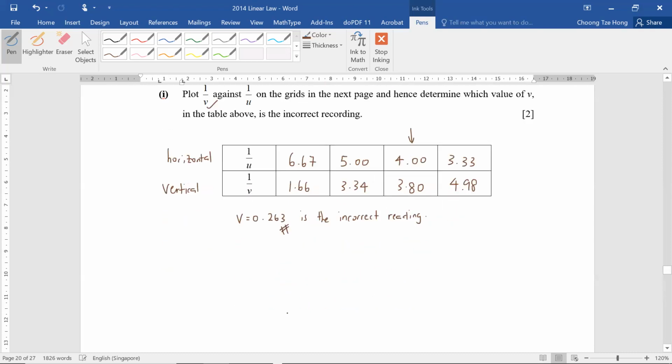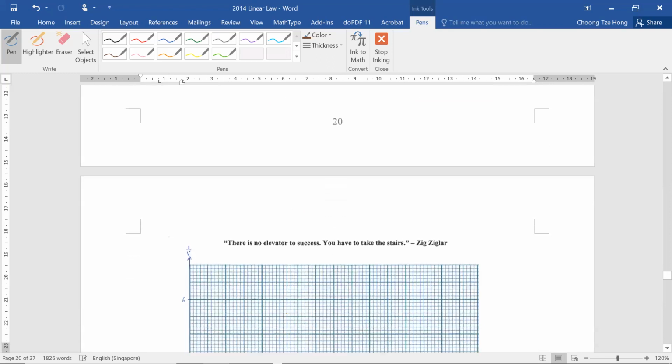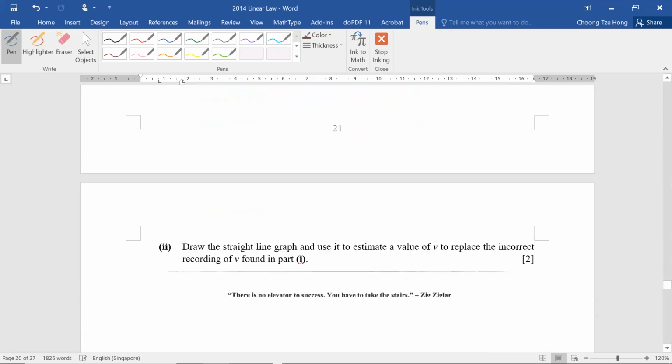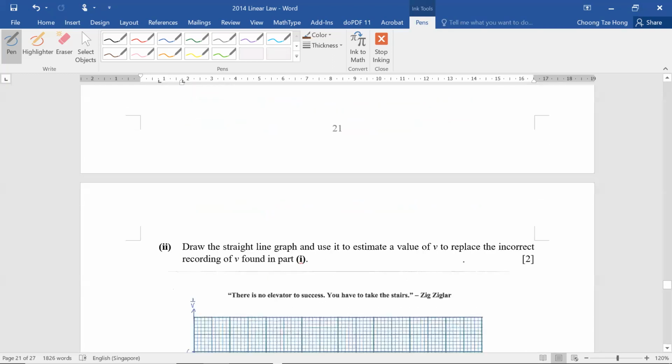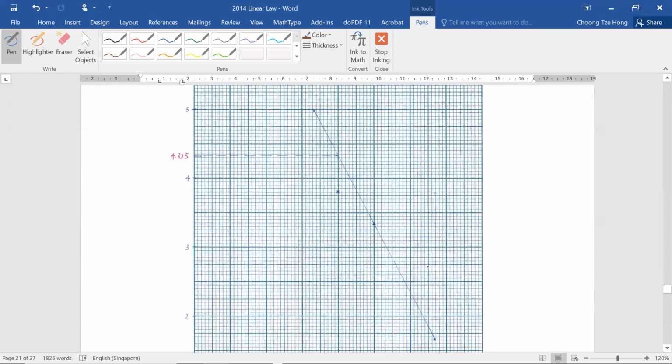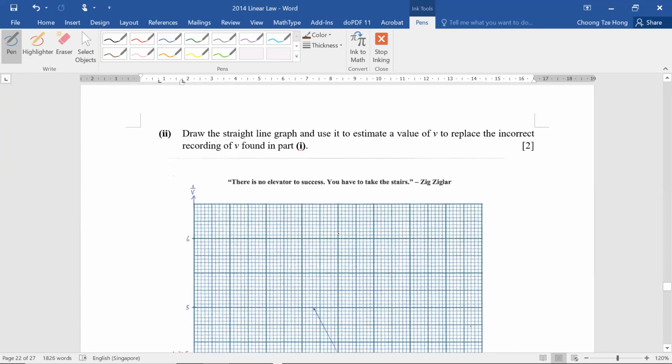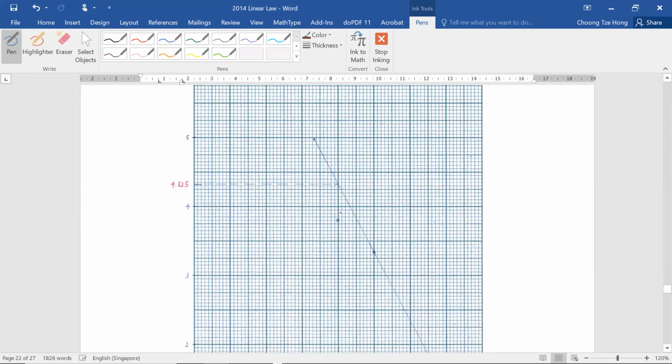Let's do part 2 of the question. Draw the straight line graph and use it to estimate the value of V to replace the incorrect reading of V found in part 1. After this, you draw a straight line to join these 3 points. Then how do we identify the correct value of V to replace the incorrect one?